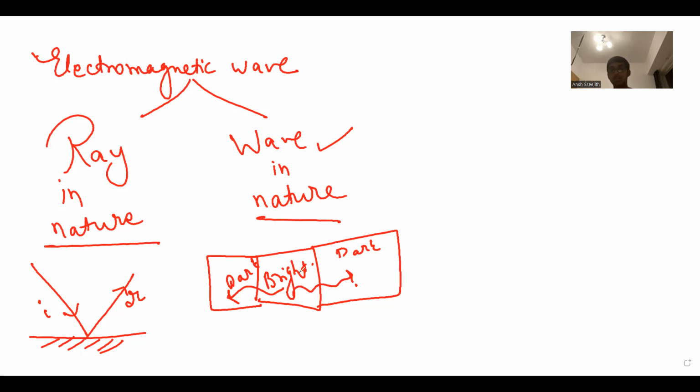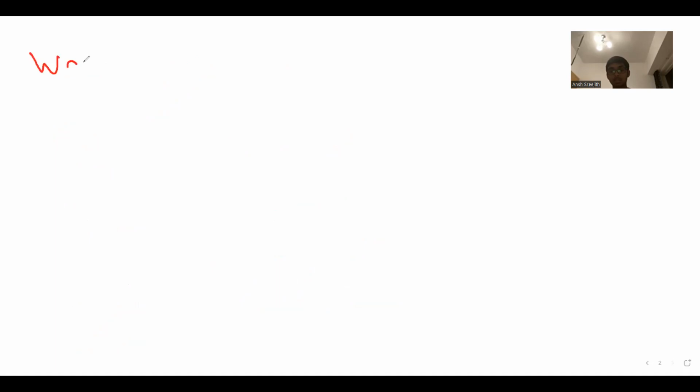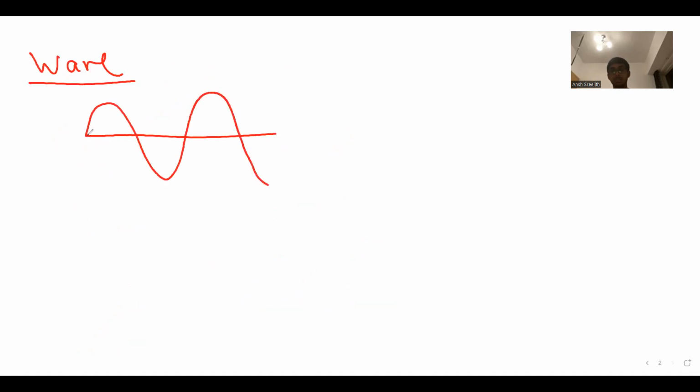Now, what is a wave? A wave has a crest and a trough. Like this. The crest is the positive side, the top of the wave, and the trough is the negative side. This is your trough.